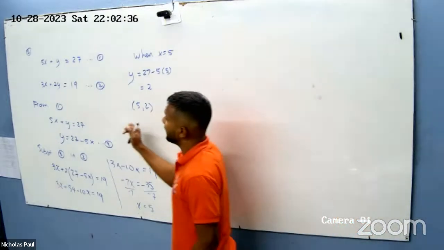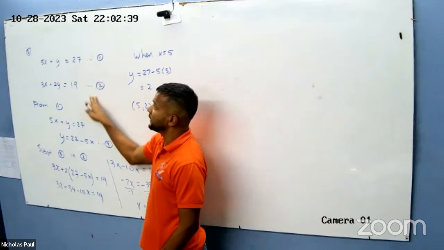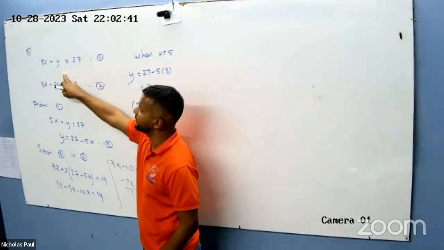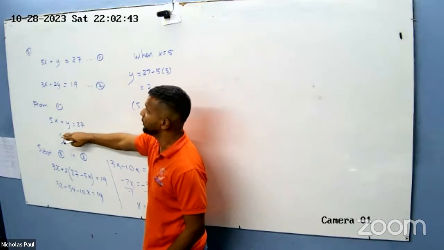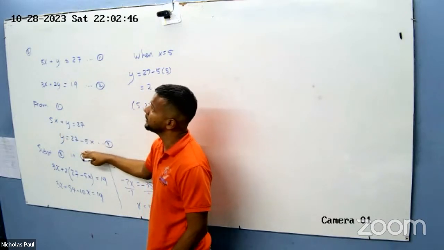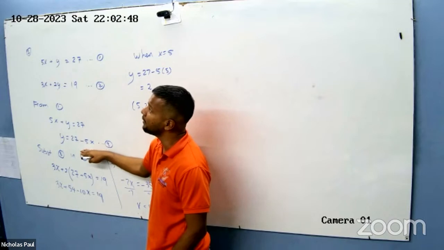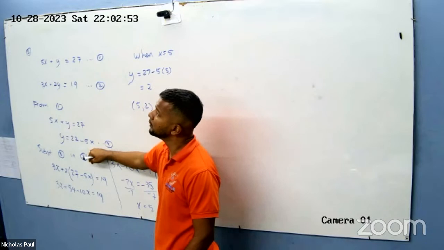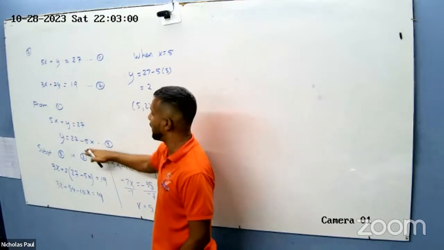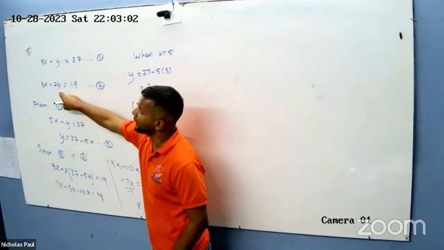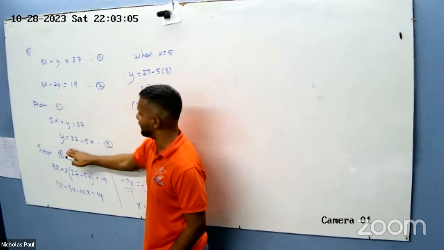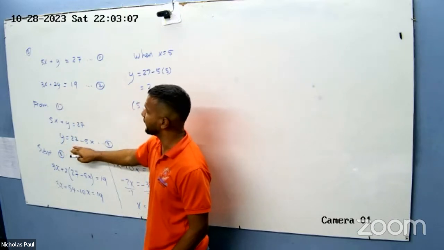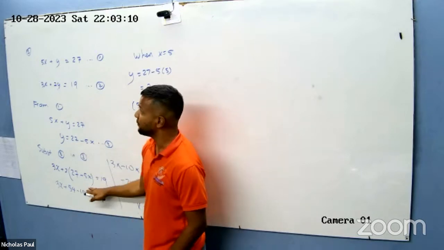Right? So again, I'm looking at the equations, and from the first equation, I made y the subject. You okay with this line here? So I'll substitute this, so I know what y is. I'm coming back here now, and I'm going to take off y and put 27 minus 5x. And that's what I did here.